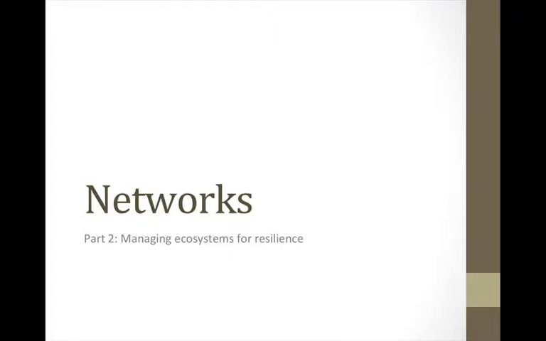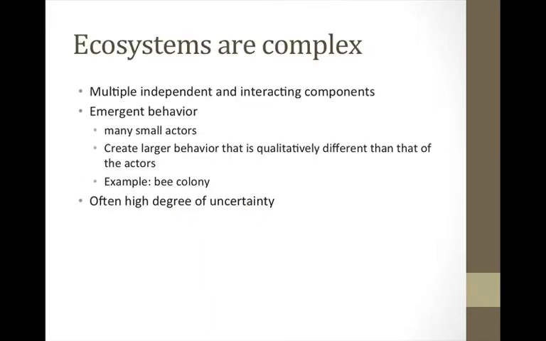This is the second slide set for week 5, and it deals with trying to understand ecosystems and their complexity by using a network view. So ecosystems are complex, we all know that, but what it means is that there are multiple independent interacting components, lots of organisms, lots of little places to hide, all that sort of stuff.